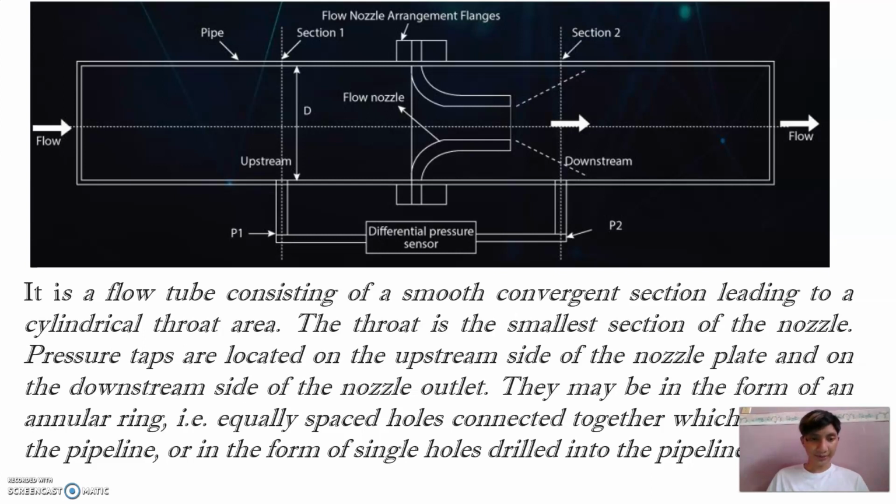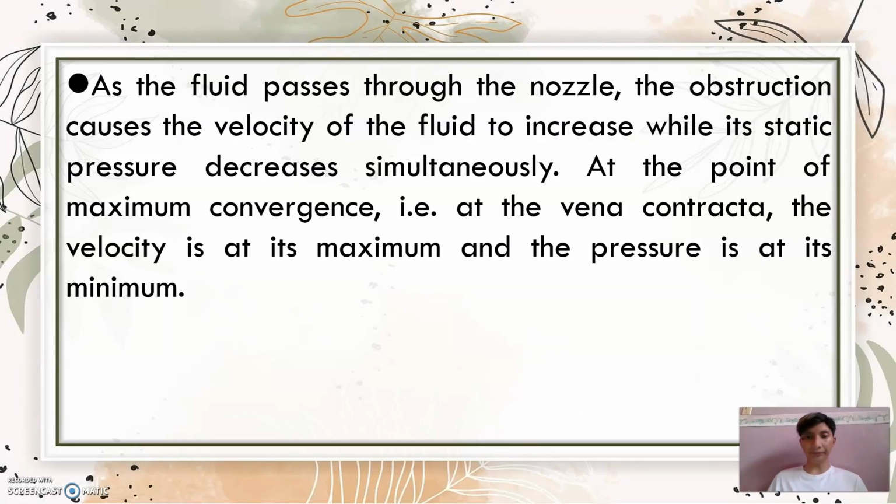Pressure taps are located on the upstream side of the nozzle plate and on the downstream side of the nozzle outlet. They may be in the form of an annular ring, i.e. equally spaced holes connected together which open into the pipeline, or in the form of single holes drilled into the pipeline.